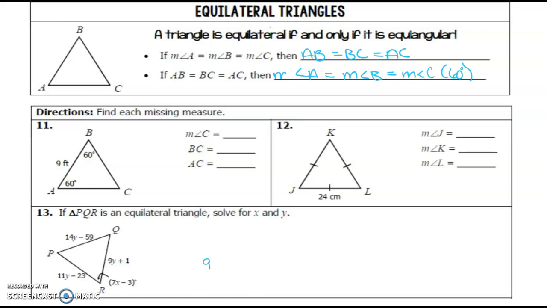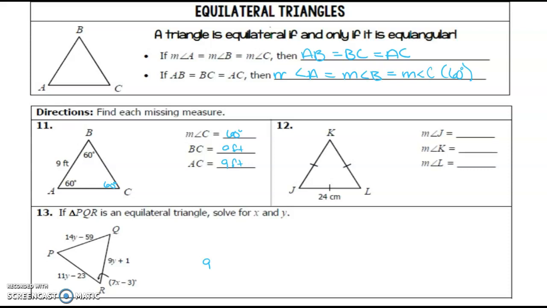So if I'm looking at 11, I want to find each missing measure. So I'm going to start with measure of angle C. Since I know that 2 of them have 60 degrees as their angle measurement, then I know the third one is 60 degrees. And then because every angle on the inside is 60 degrees, that means it is an equiangular triangle. So that means it is also equilateral. So then every other side length should be 9 feet.